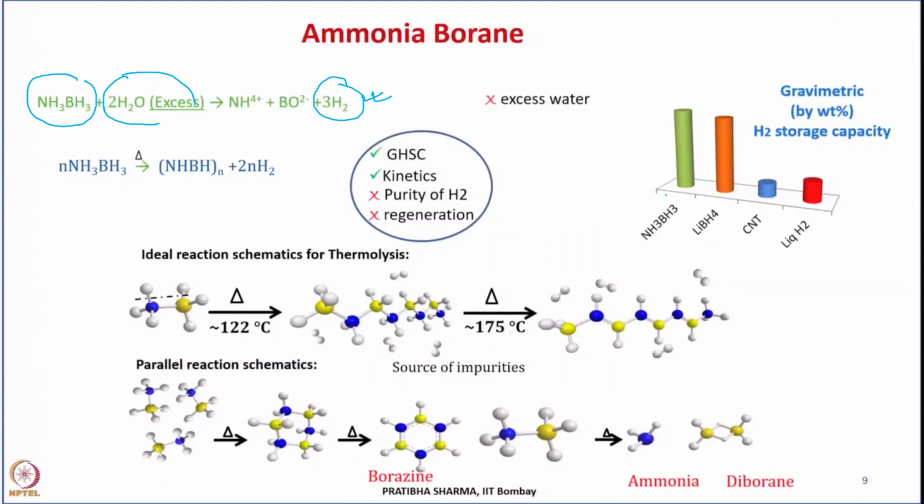So you can see that this ammonia boron has a very high gravimetric hydrogen storage capacity. Okay, liquid hydrogen, CNT storage, LiBH4, NH3BH4 is a higher gravimetric weight. It means that a higher amount of hydrogen can be stored in a small weight of complex metal hydride.